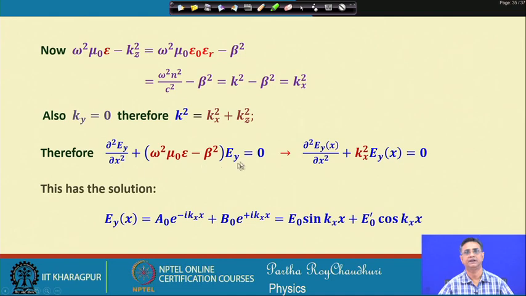Therefore, I can write this equation in this form, because this quantity is nothing but k x square. This quantity is your total k square minus the z component; the y component is not appearing. So, it is equal to k x square equal to 0. This is the solution of this form. This equation is well known in physics, and I can write it as oscillatory waves, e to the power of minus and plus i k x, and this can also be written as a sine cosine sinusoidal variation of the electric field. So, E 0 and E 0 dash are the amplitudes.